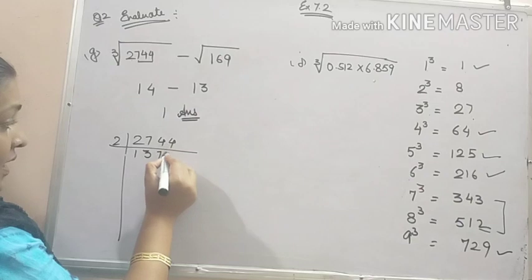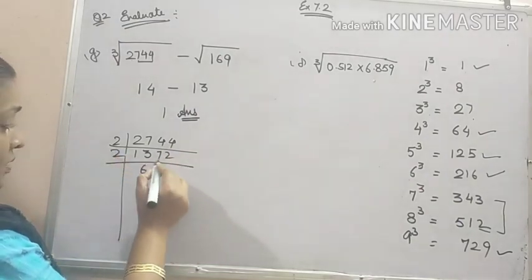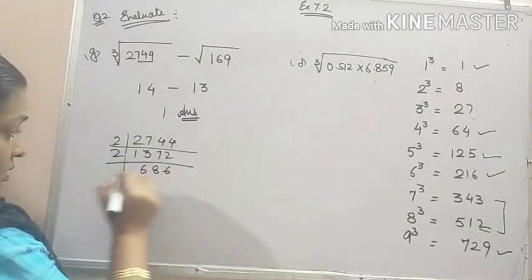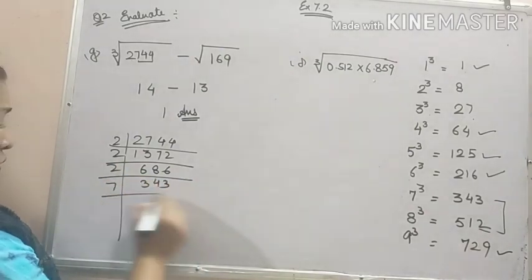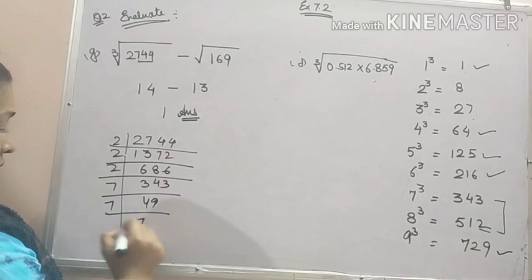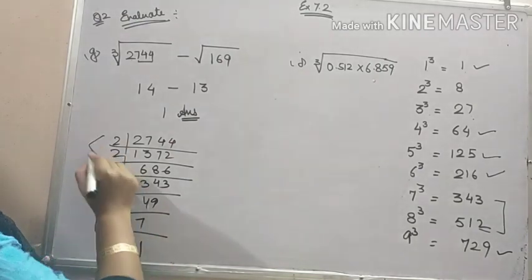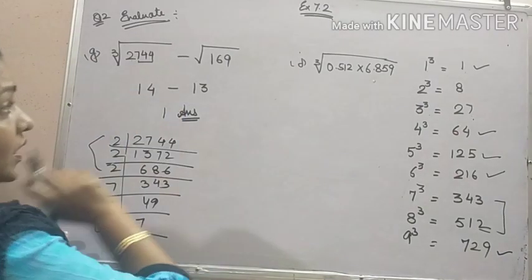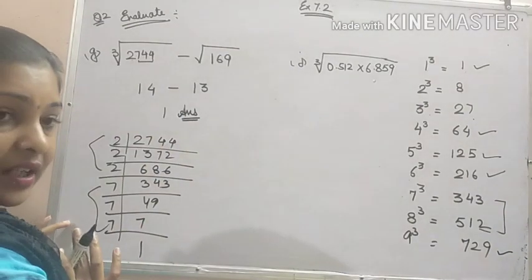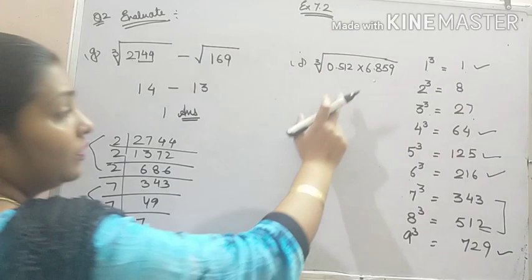2744, 1372, again by 2s. 343 is the cube of 7, you know very well. See, we get 2 7s are 14, which is the cube root of this given number, and this, you know, is 13. You can write directly. Now we will check for this.